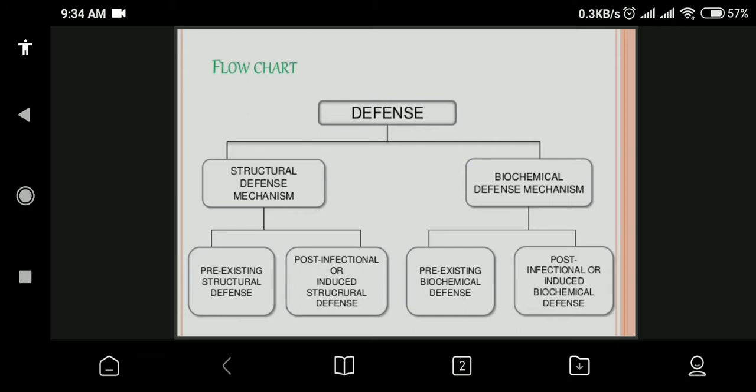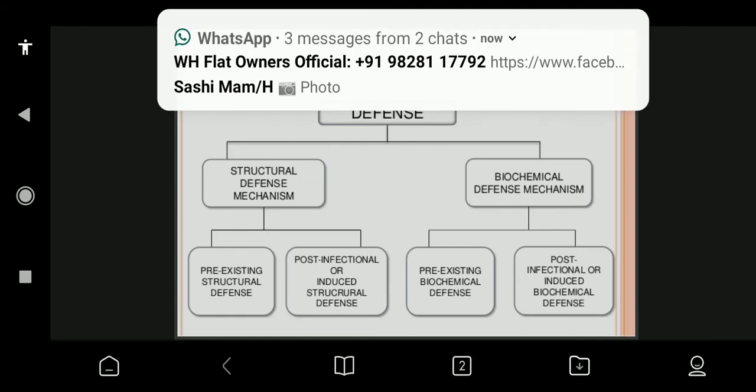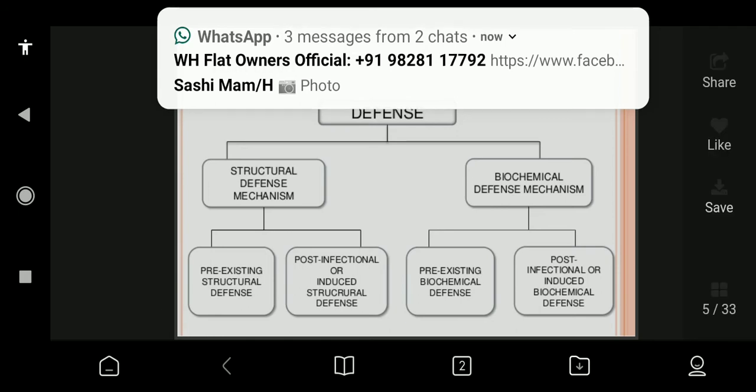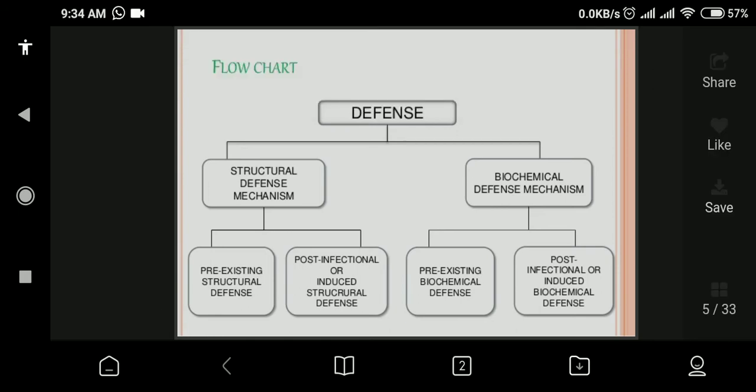These defense mechanisms can be classified into two categories: structural defense mechanisms as well as biochemical defense mechanisms. Further, these two kinds can be classified into pre-existing structural defense mechanisms and post-infectional or induced structural defenses. Biochemical defenses similarly are pre-existing biochemical defenses and post-infectional or induced biochemical defenses. Defense means to get rid of the pathogens.